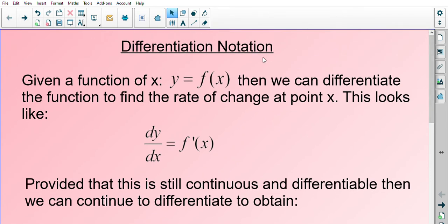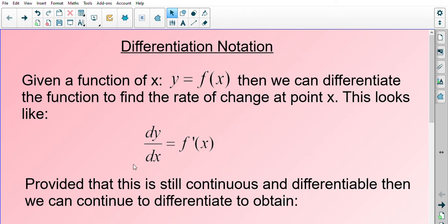Okay, so today we're looking at the product rule for differentiation, but we're going to start off with some notation that will be key during the Advanced Higher course. So given a function of x, y is a function of x, f of x, then we can differentiate the function to find the rate of change. That is what is known as differentiating. Okay, we can find the rate of change at a specific point x.